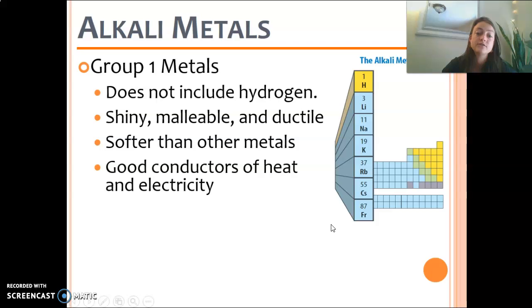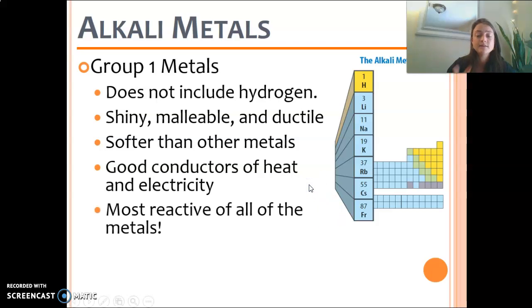And they're really good conductors of heat and electricity. And these are the most reactive of all metals. So I've talked about this a little bit in class, but if you were to drop, say, some lithium, that's this one here, or some sodium or potassium into water, you would probably get some sort of an explosion. So these are the most reactive of all of the metals.